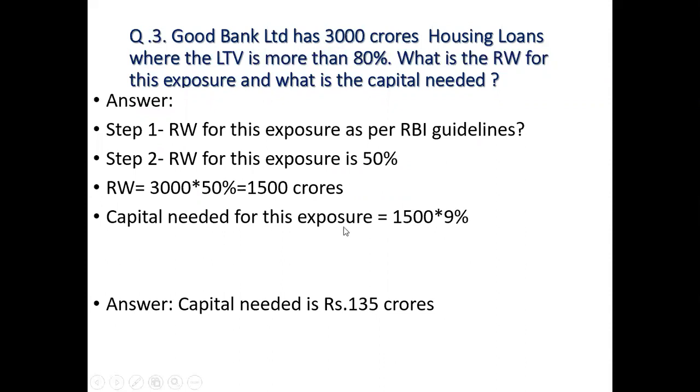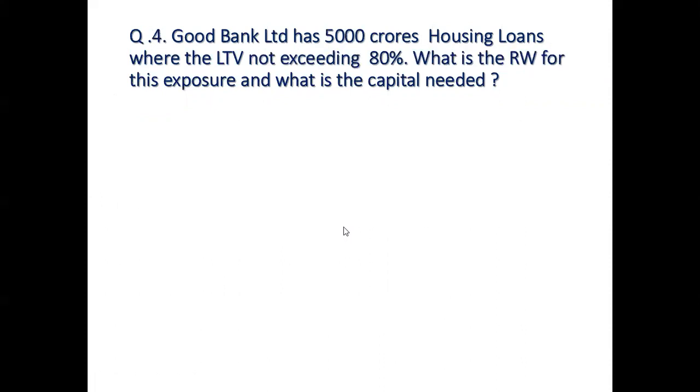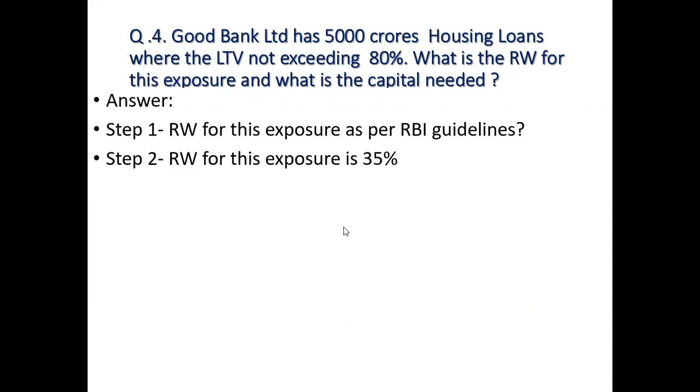Understood, boss? Whether this is helping you or not. Okay. For example, Good Bank has given 5,000 crores housing loan where the LTV is not exceeding 80. What is the risk weight? What is the capital needed? Simple question. The answer is 35%. So 5,000 into 35%, 1,750. Though you have given 5,000 crore, because of the 35% risk weight, it is 1,750. Now capital needed is 9%.